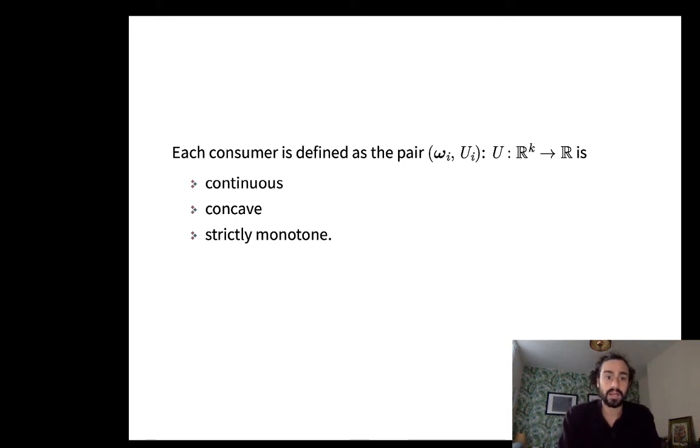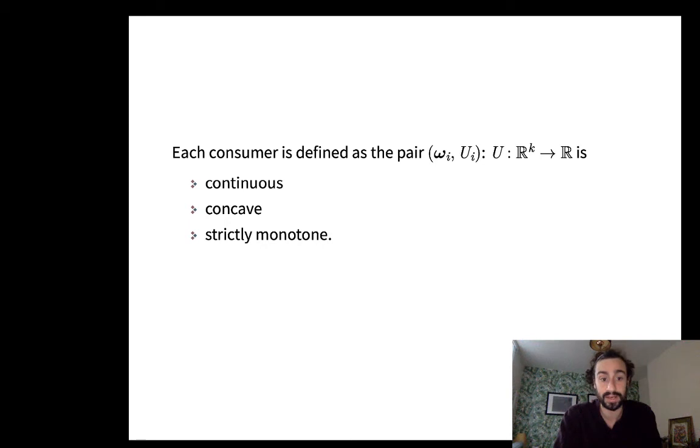And we're going to assume that the utilities are very well behaved, and that is that they're continuous, not only quasi-concave, but concave, and strictly monotone. So remember that concavity implies quasi-concavity. So U is a quasi-concave function, which means that it has diminishing marginal rates of substitution and convex upper contour sets, convex indifference curves.